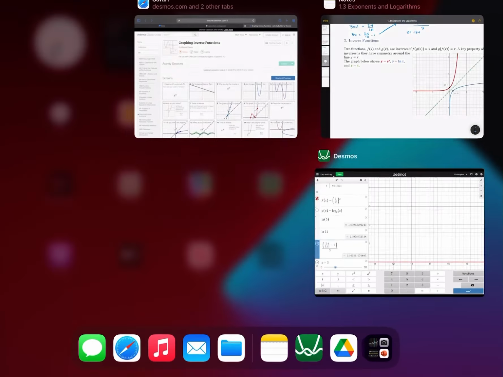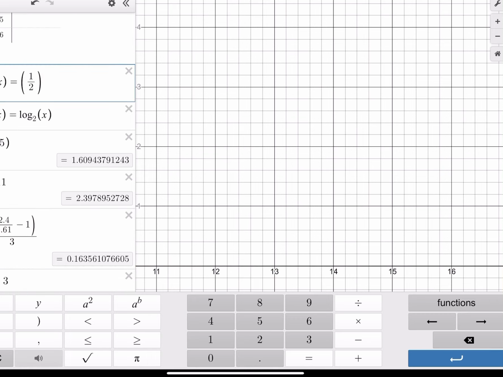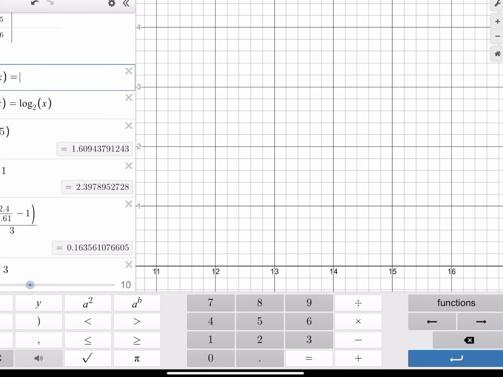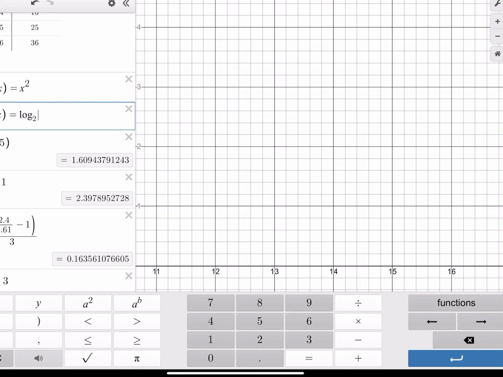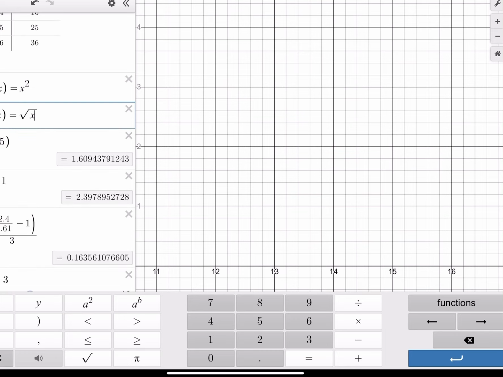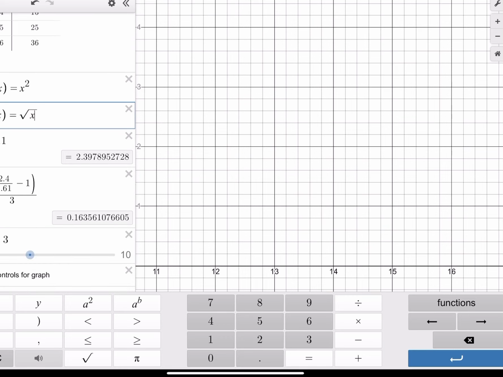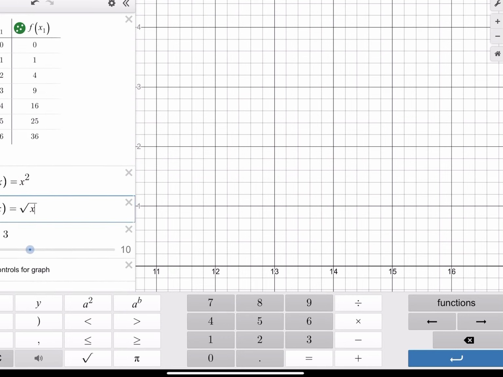Let's go back over to Desmos for a moment. So instead of having 1/2 to the x, we're going to have something that we all know, x squared, and then we'll put the square root of x for g of x. We'll delete that, delete that, delete that, and we'll take out this table.